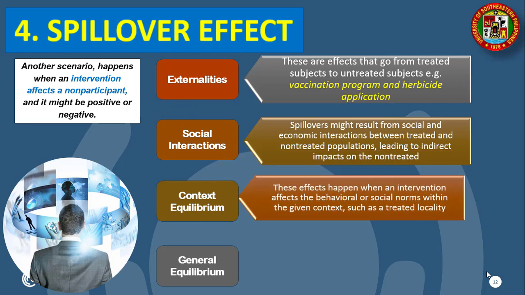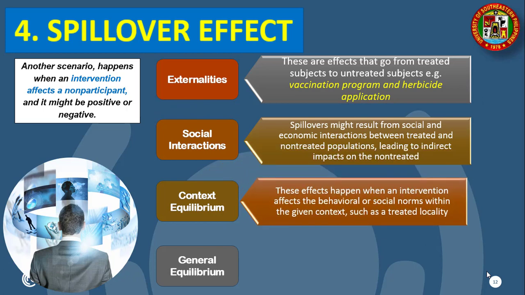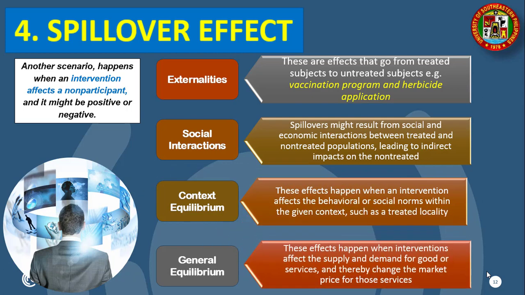The third one is the context equilibrium. Context equilibrium effects happen when an intervention affects behavioral or social norms within the given context, such as a treated locality. For example, increasing the amount of resources that treated health centers receive so they can extend the range of services might affect the expectations from the population about what should be the range of services offered at all health centers. Lastly, the general equilibrium.